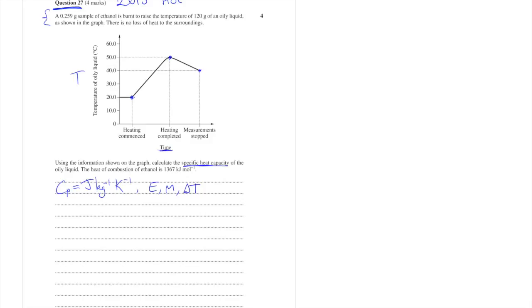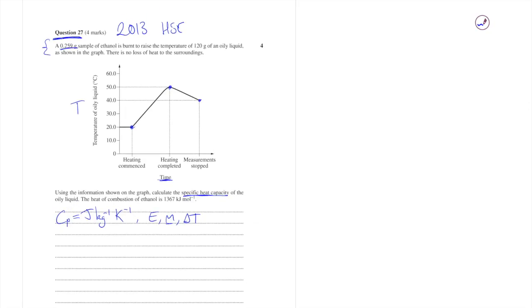Alright guys, so let's get into it. I'm going to work on the most straightforward thing here, and that's the mass. So the mass, handily enough, we've been given right here, a 0.259 gram sample of ethanol. But wait, we're actually talking about the oily liquid over here. No, crap. Did not say that well. Cut. Sorry, whoever's editing this.